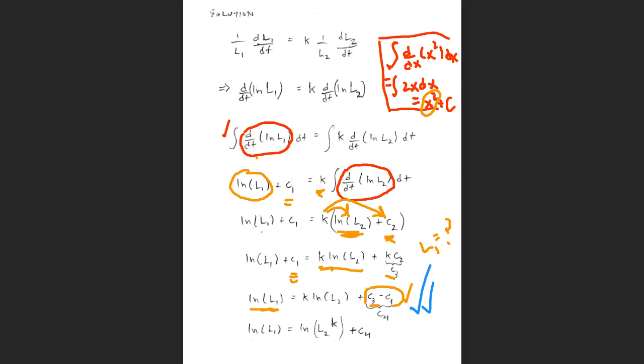All right, now let's take a look at what's next here. Now, I have k times the natural log of L2. There's a rule that says the natural log of a to the bth power equals b times the natural log of a. That's one of the log rules. So this means I can write k times the natural log of L2 as the natural log of L2 to the kth power. And that gets me down to this step.